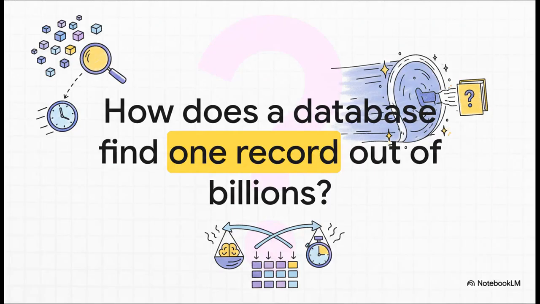I mean, it really does feel like magic, right? You type in a username, search for an old order, look up a contact, and bam, it's just there. But how does a system actually sift through a mountain of data to find the one single thing you're looking for and do it in the blink of an eye? That is the big question we are going to answer right now.